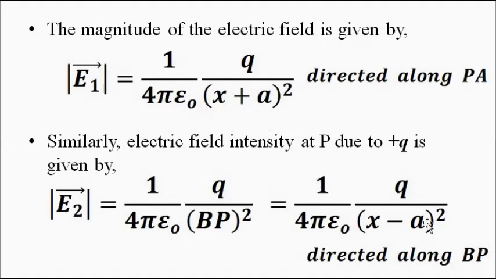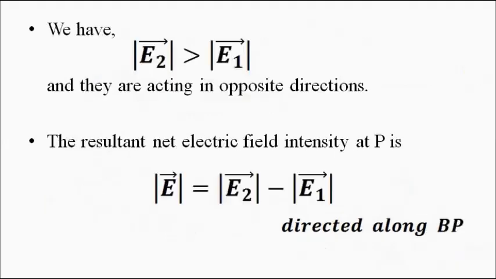Okay, the directions are different, but in terms of the numerical values, here it is x plus a whole square, which is a larger value, and here it is x minus a whole square, which is a smaller value. Any smaller value in the denominator will cause the value to go up. So naturally E2 vector will have a higher value. The magnitude of electric field due to plus q will be higher than that for minus q. E2 vector modulus will be greater than E1 vector modulus.